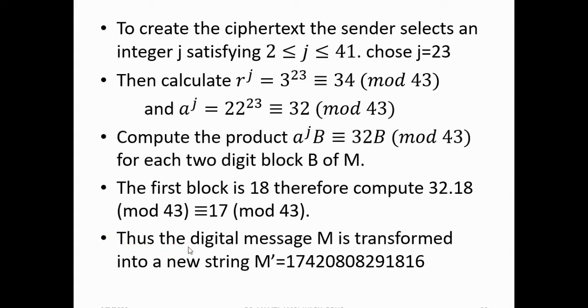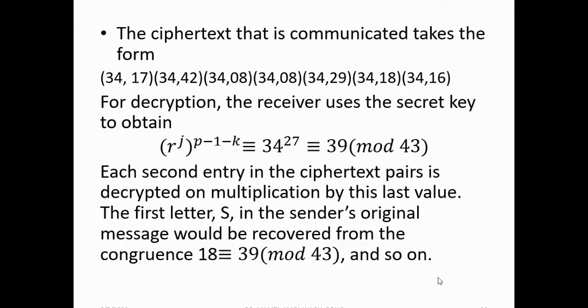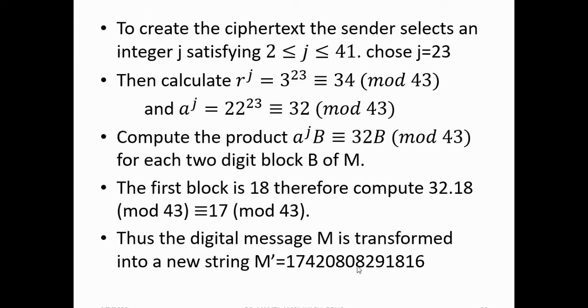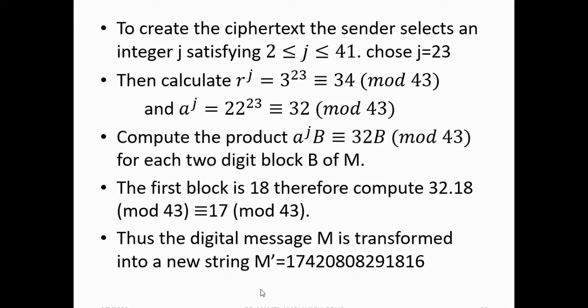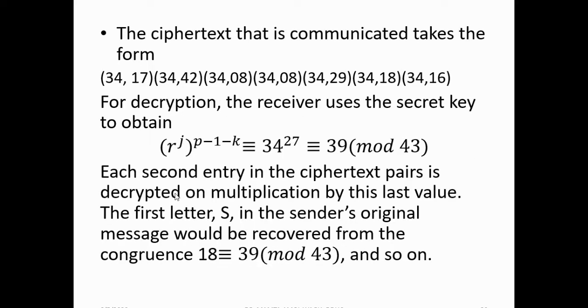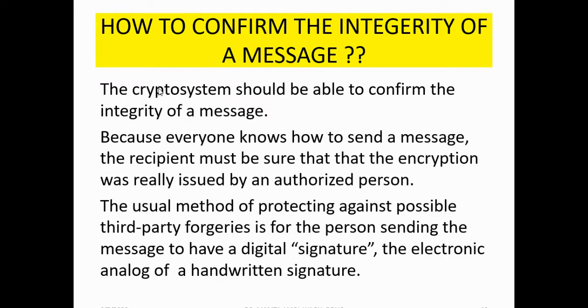Then next, similarly, you can transform other blocks also. The digital message M is transformed into a new string 17, 42 up to 16. So this is encryption now. So this is your digital string. Then the ciphertext that is communicated, this thing is not communicated because we know the communication is done in pairs. So the ciphertext that is communicated takes this form 3417.